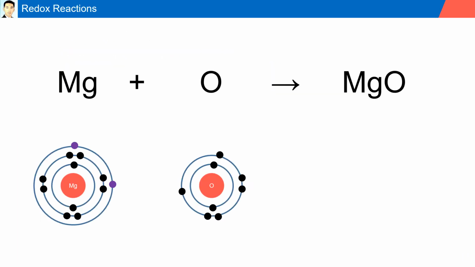Redox reactions. The reaction between magnesium and oxygen produces magnesium oxide. In this reaction, magnesium has 2 valence electrons with a charge of 0, while oxygen has 6 valence electrons with a charge of 0. In the reaction, magnesium loses 2 electrons to oxygen, producing a magnesium with a 2+ charge and an oxygen with a 2- charge.